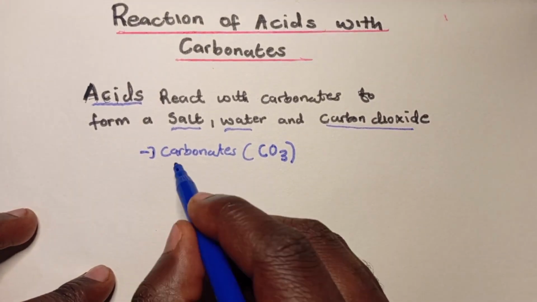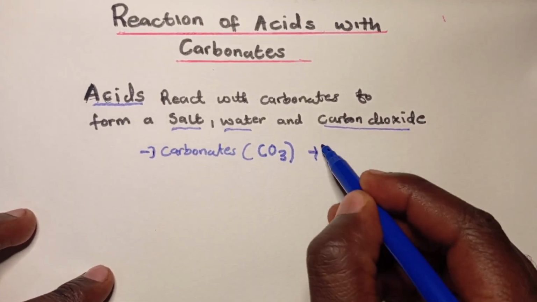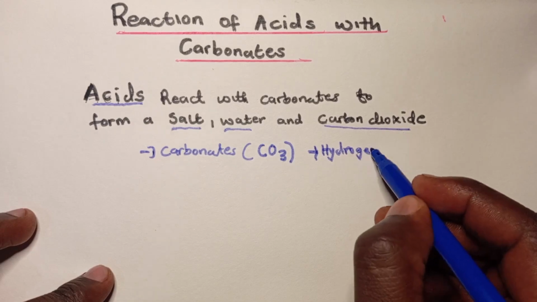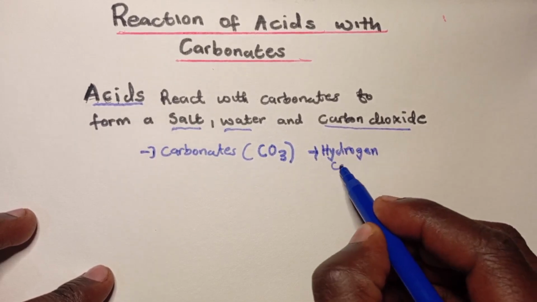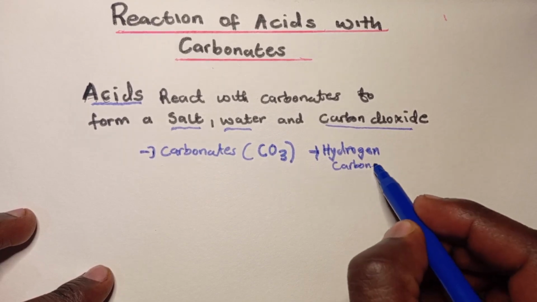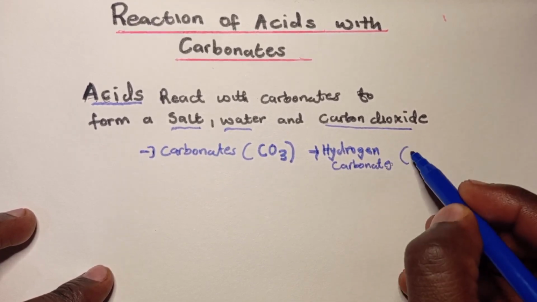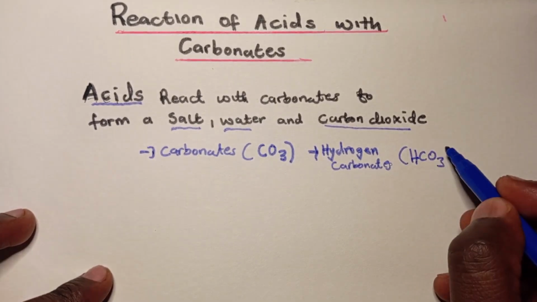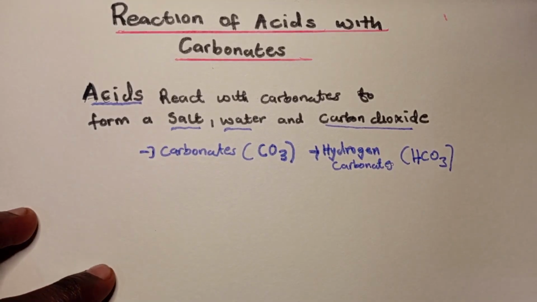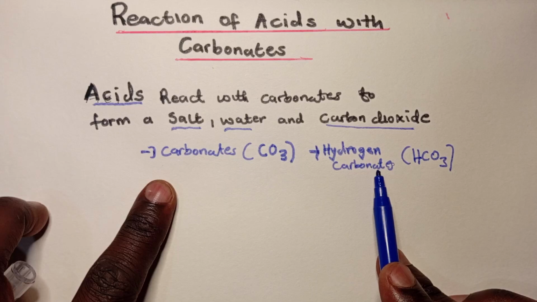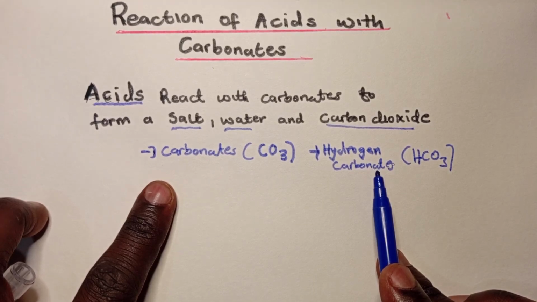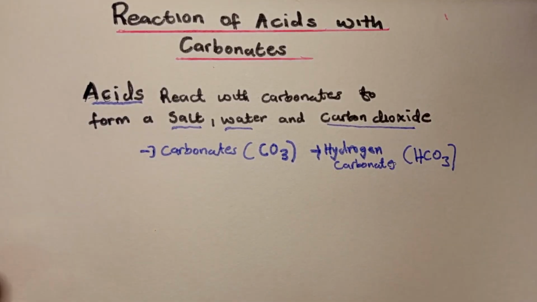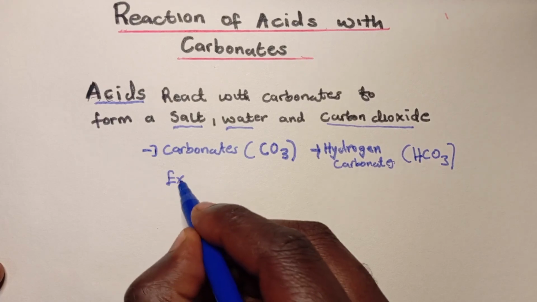Apart from these, we also have what we call hydrogen carbonates. This is a radical, hydrogen carbonate. It also falls under carbonates, but it's written like this. Acids react with both carbonates and hydrogen carbonates, but the result will always be salt, water, and carbon dioxide. Let's look at how that actually happens.